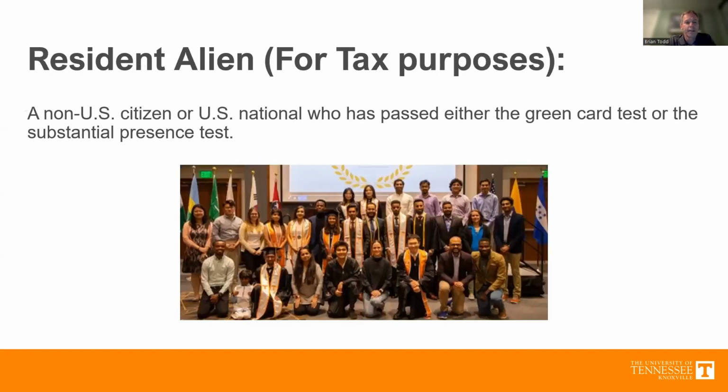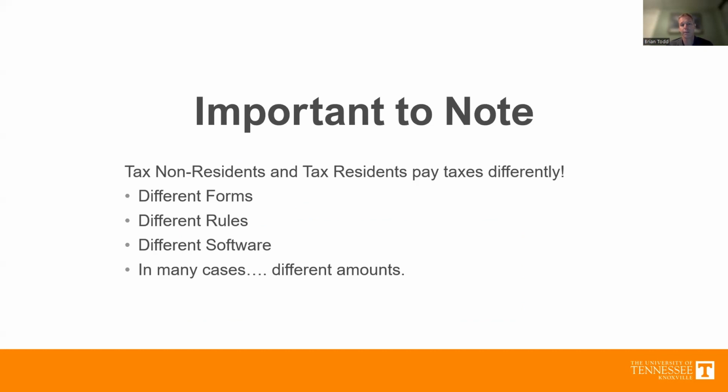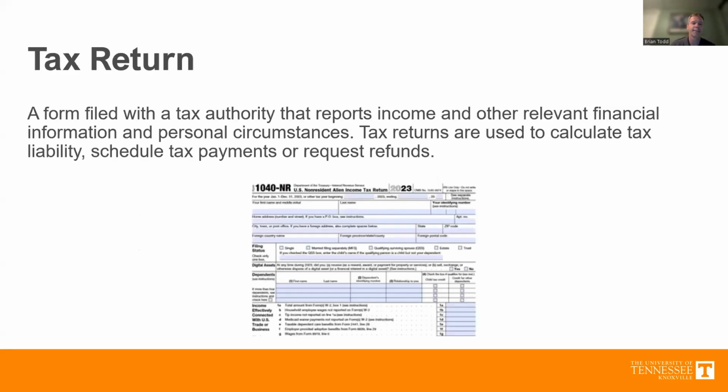Next slide. A resident alien for tax purposes is a non-U.S. citizen or U.S. national who has passed either the green card test or substantial presence test. So here we have some students who are graduating. So probably by the time of graduation, there are people who will no longer be a non-resident for tax purposes, but will be a resident. It is possible to be a resident for tax purposes, even though for immigration purposes, you're a non-resident. Next slide. All right, it's important to note that non-residents and residents for tax purposes pay taxes differently. They use different forms, they have different rules, they might use different software, and in many cases, they will pay different amounts when it comes to how much tax they actually pay. Next slide.